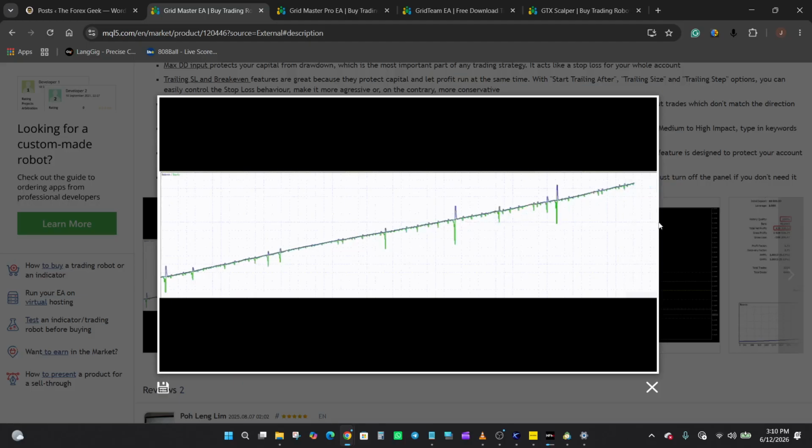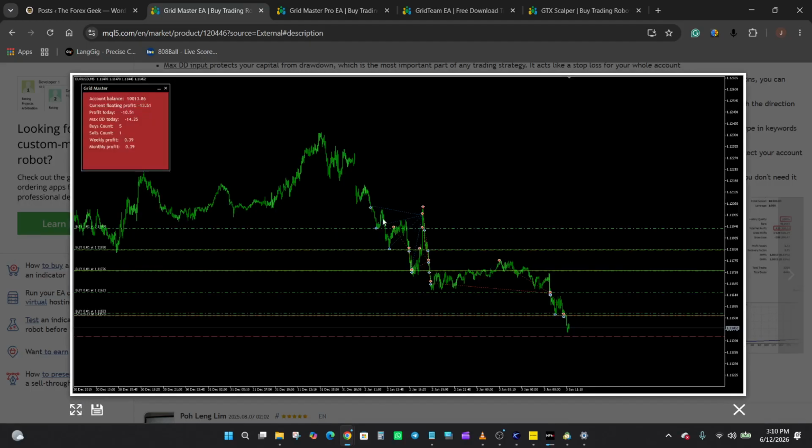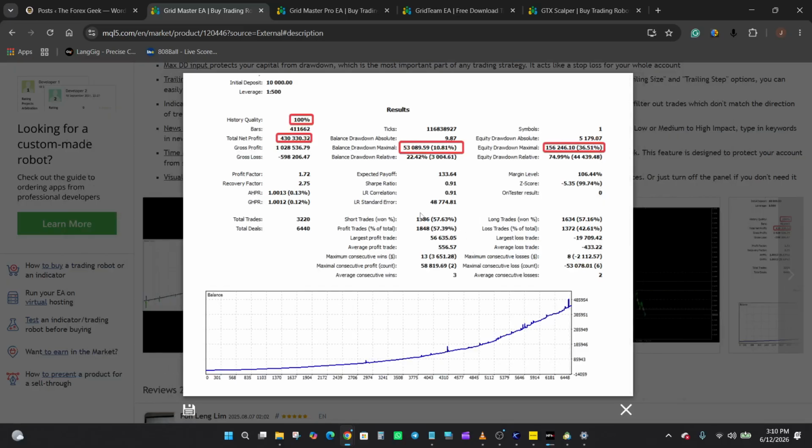So now we are just trying to look at the provided information regarding the backtest that the developer made available. We are seeing that from an initial deposit of $10,000, total net profit was over $430,000. Total trades taken were over 3,200, and out of 3,220 trades, 1,848 were profitable. That gives us a 57.39% win rate.